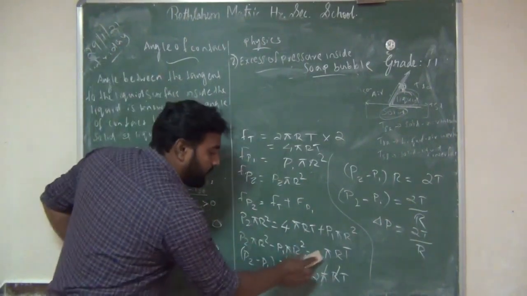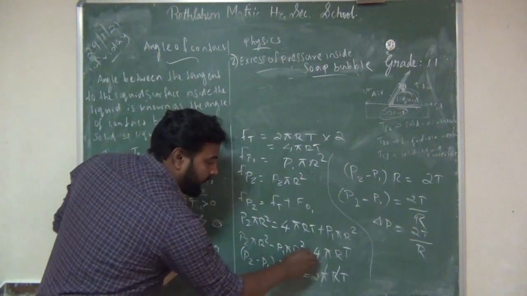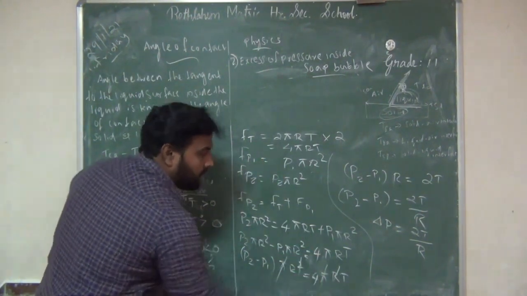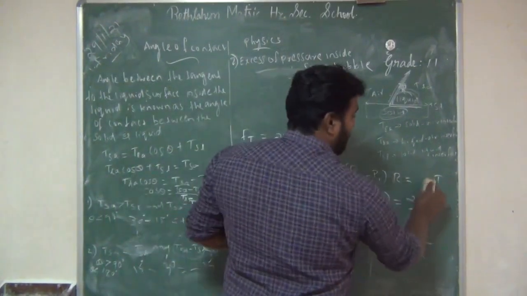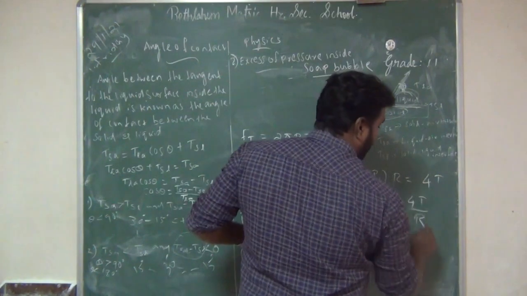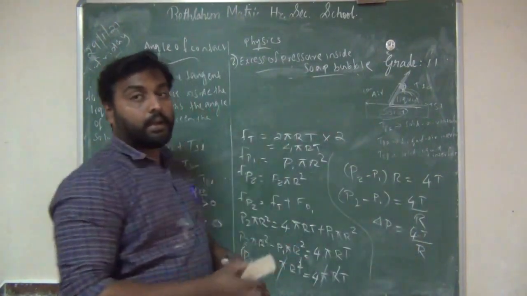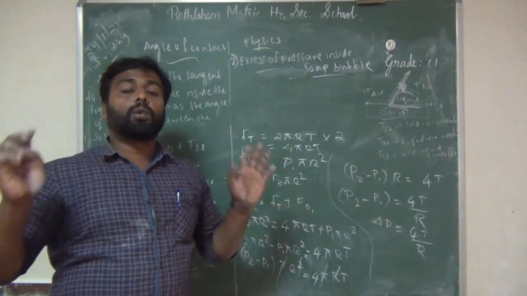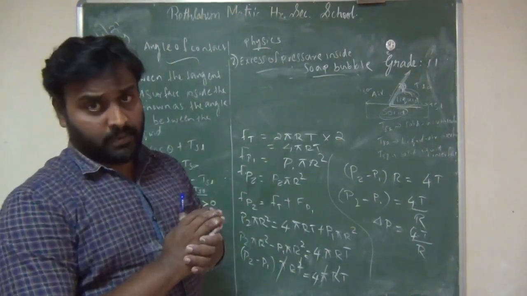So same calculation we can do here, 4 pi RT. So here what will come? 4 pi RT, so here also 4. So for a soap bubble we will get delta P is equal to 4T by R.